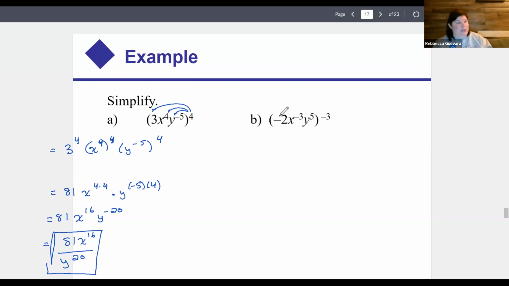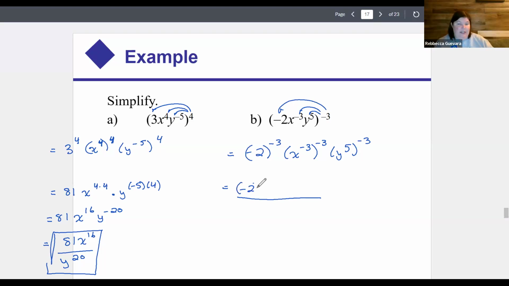All right, this one's going to be a little weird. It's not weird, just a little thing to consider here. So this is a negative 2, right? Negative 2 to the power of negative 3. Then we have x to the negative 3 to the power of negative 3. This is just distributing this power on the outside. I have y to the 5th now to the power of negative 3. So I'm not going to do anything special with this yet. I'm going to leave it like this.